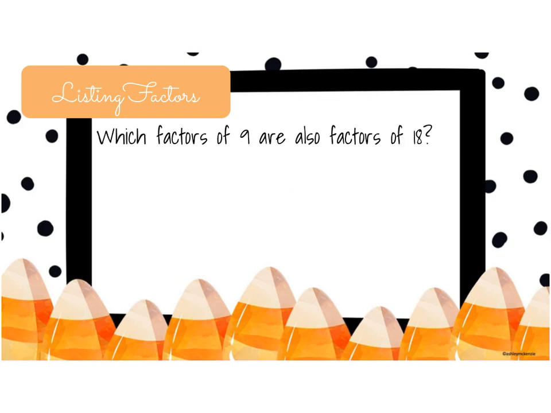Which factors of 9 are also factors of 18? The first thing we should do here is figure out what my factors of 9 are. So what are my factors of 9? 1 and 3. 1 times what is 9? 1 times 9. 9. Okay, so I've got 1 times 9. I know that 3 times itself, 3 times 3, is also 9.